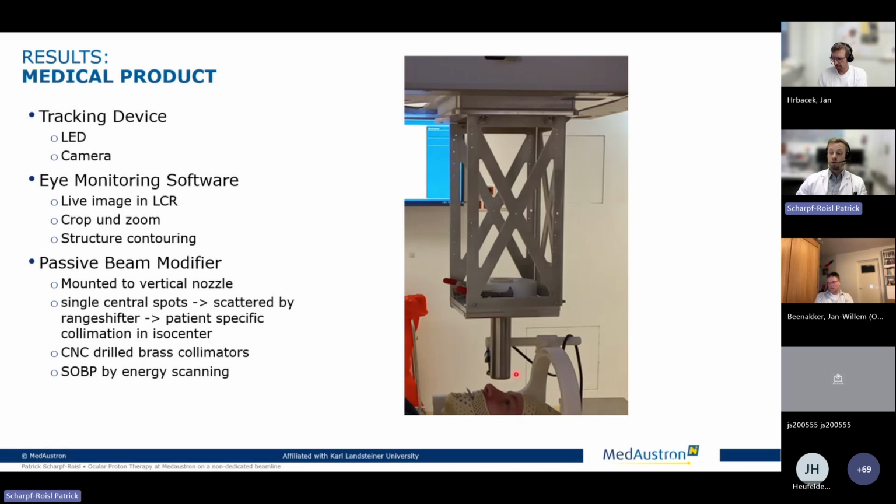What we still do for energy scanning, so from the pencil beam scanning system, is that we do energy scanning to create an SOBP. That means we don't use any passive scattering system for range modification like a range modulator would.